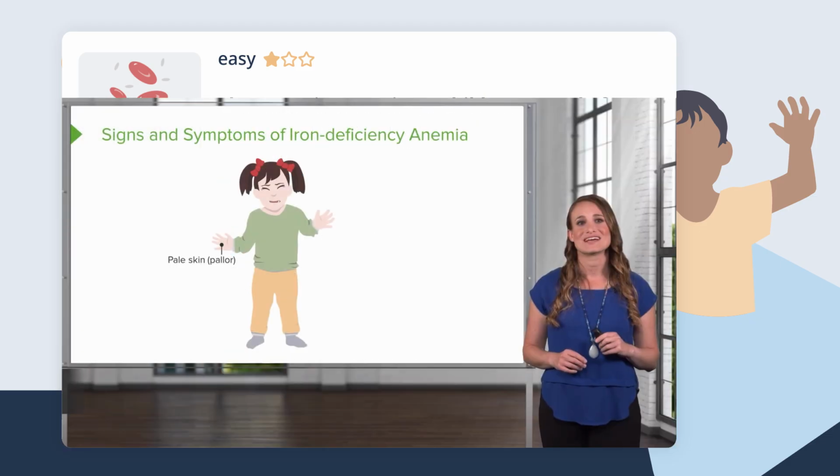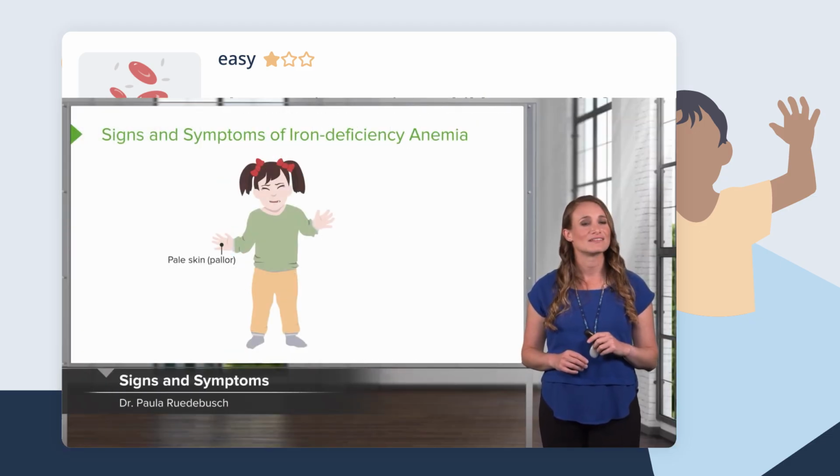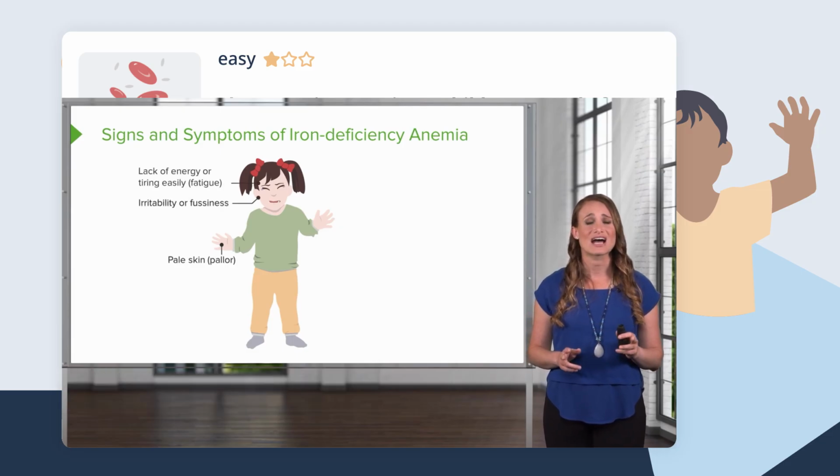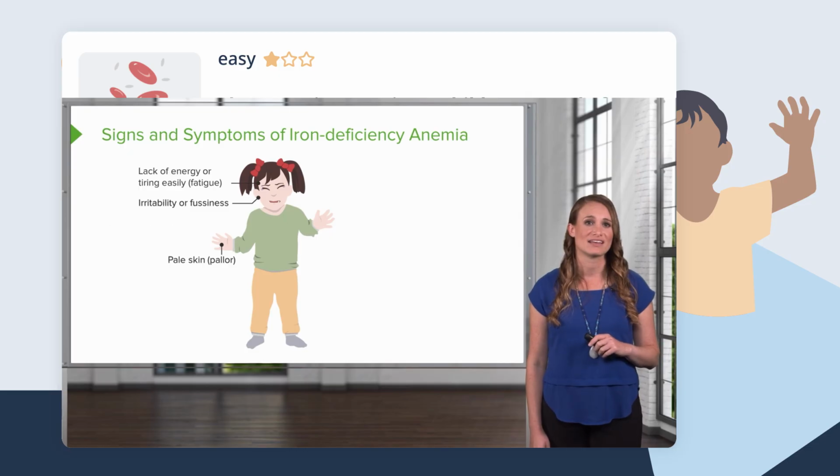These are the most common signs and symptoms of iron deficiency anemia. The patient's going to look pale. They may be irritable or fussy, and they're going to lack energy and tire easily. Maybe this patient was previously active and now they're laying around. They just don't want to go run and play.